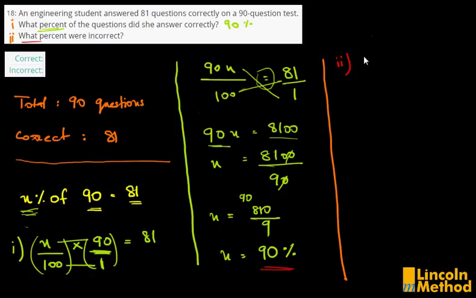Now, out of a total of 100%, because the total is always 100%, we had 90 questions, out of which she solved 81 questions correctly, and the percentage that we got was 90%. So out of 100%, she solved 90% of questions correctly, which means we're left with 10% of questions that should have been incorrect, and this is our answer. So what percent were incorrect? 10% of the questions were incorrect.